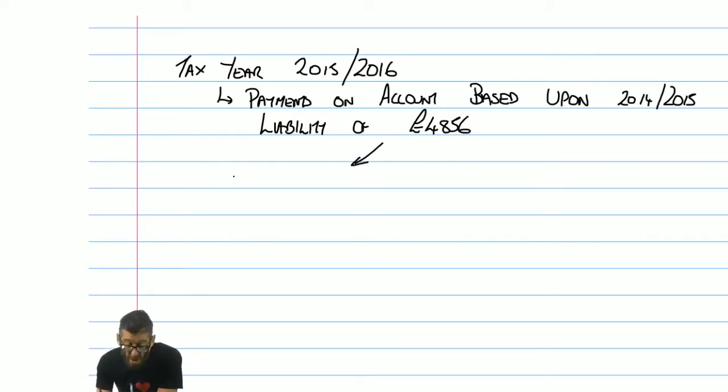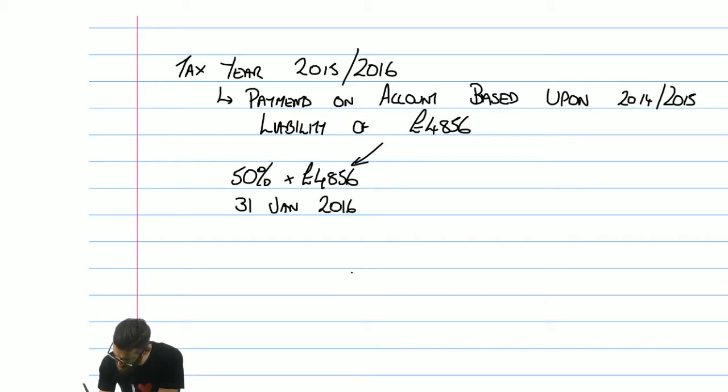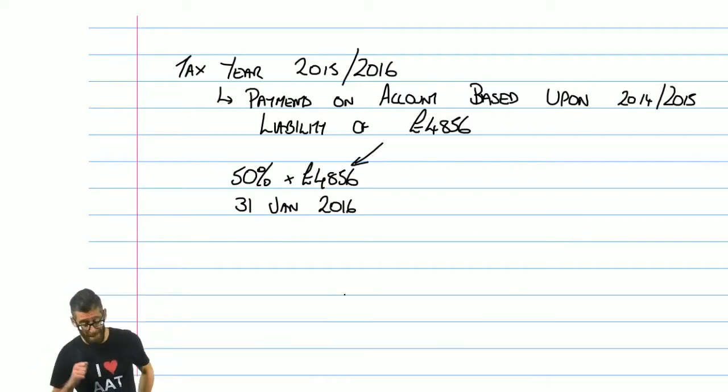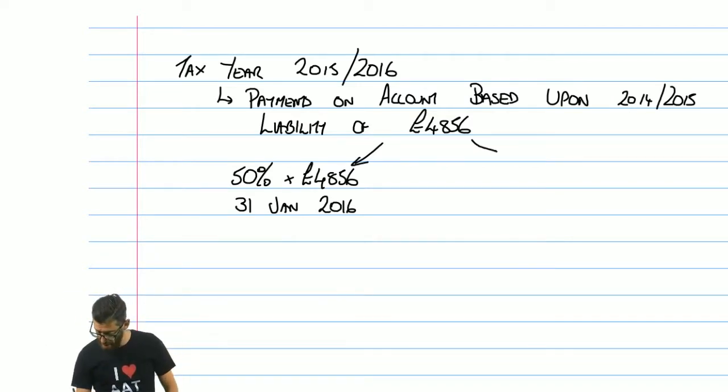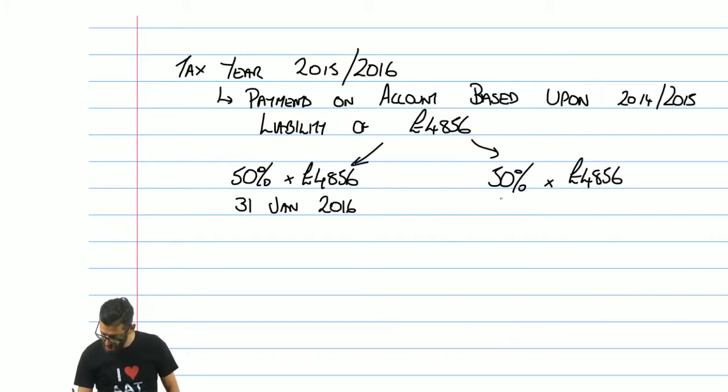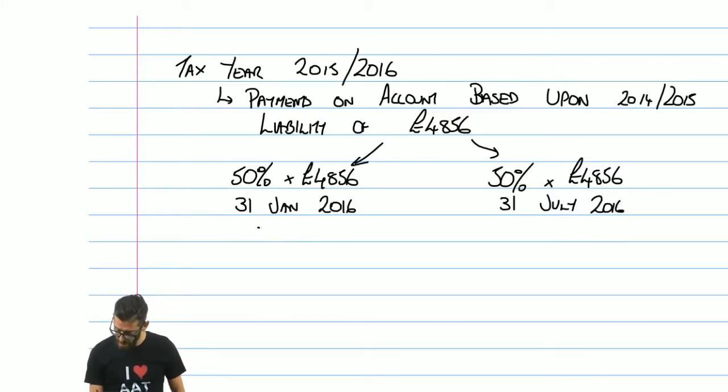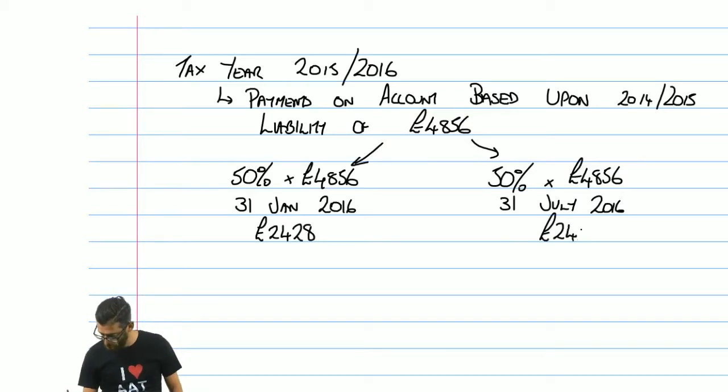So we are, I'm going to abbreviate ever so slightly now. We're going to pay 50% of that 4856 on the 31st of January 2016. At the same time, you'll notice, as the balance in payment. And then we're going to pay 50% of that 4856 on the 31st of July 2016. So that means we'd make a payment of 2428 and 2428.